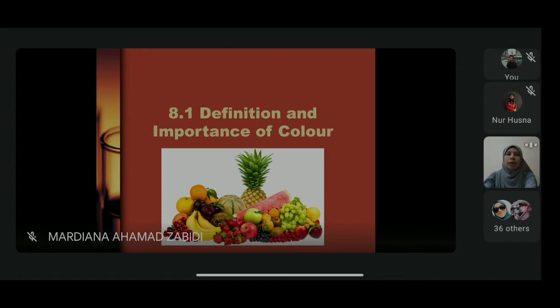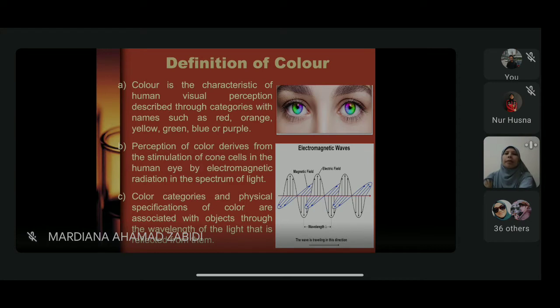All right, so we move on to the definition and importance of color. So what is meant by color? Color basically is a characteristic perceived by humans through visual perception. If an individual has a problem with color perception, then that person cannot be used as part of the panelists to evaluate the color of the product. For visual perception, the eyes can perceive the colors red, orange, yellow, green, blue, or purple.